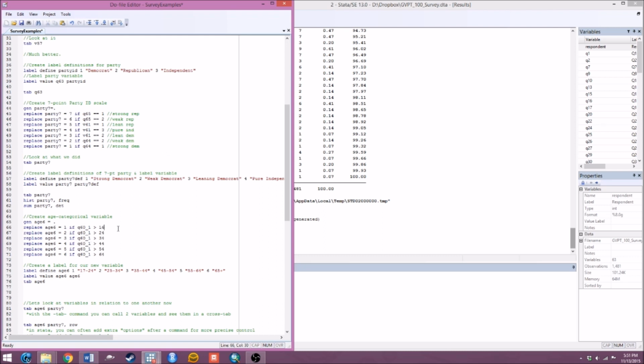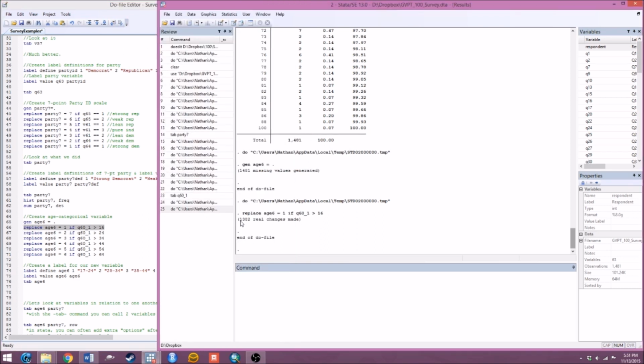So essentially, what I'm going to do is, for the first category, I'm going to capture everyone in the sample who is, in this case, 17 and older, because this operator is greater than 16, not greater than or equal to 16. So this is going to make everyone in the data set, so 1,382 people, it's going to assign them 1.